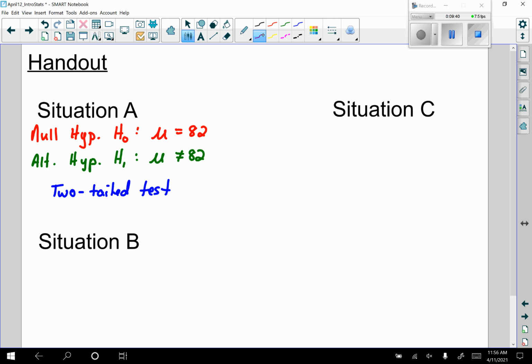All right, so let's take a look at situation B. If you want to pause the video to read this over and give it a try, you can. And if you need more time, just pause the video again. So situation B says a chemist invents an additive to increase the life of an automobile battery. If the mean lifetime of the car battery without the additive is 36 months, then her hypotheses are as follows.